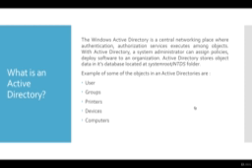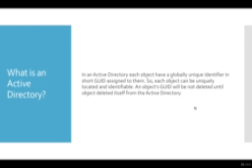In most cases, containers are referred to by their other name, organizational unit, in short OU. Non-containers are also called leaf nodes. Sometimes leaf nodes don't contain any objects. In an Active Directory, each object has a globally unique identifier, in short GUID, assigned to it. So each object can be uniquely located and identified. An object's GUID will not be deleted until the object itself is deleted from the Active Directory.